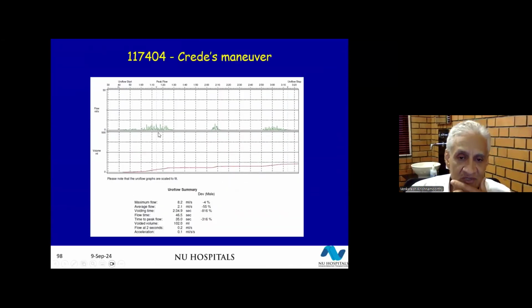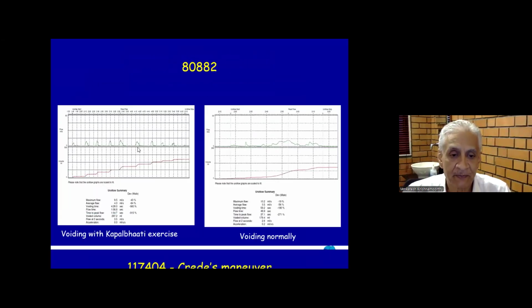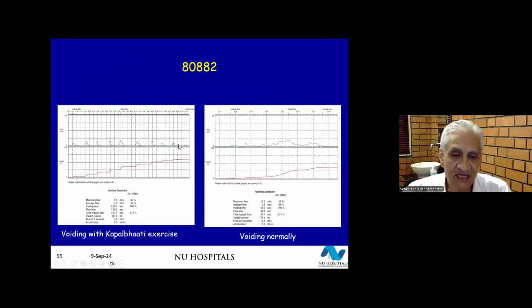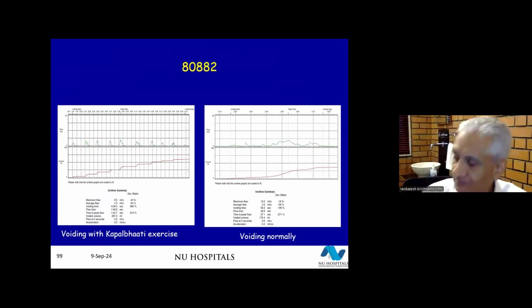Here is a patient you will see is using Crede's maneuver. Why? So you can make out this sort of thing, and then complete absence of any flow for some time typically is somebody who is taking his or her time, most of the time the men with neurogenic bladder, they do this. This is a patient who for some reason got into this habit to pass urine using Kapalbhati. I don't know if you people are aware of what Kapalbhati is, but our yogi, Baba Ramdev, he's been teaching this exercise, and this patient has been passing urine in this manner.